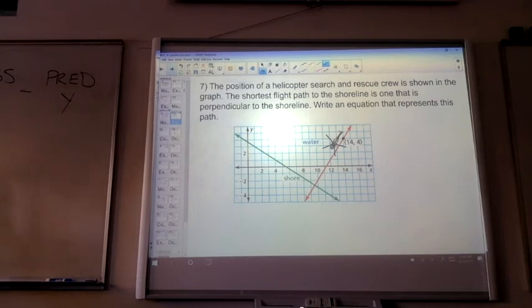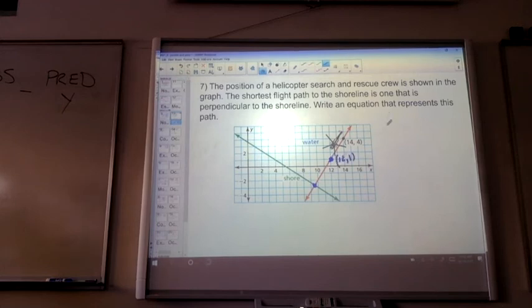The position of a helicopter search and rescue crew is shown in the graph. The shortest flight path to the shoreline is one that is perpendicular to the shoreline. Write an equation that represents this path. Okay, so we're trying to get to right here, right? Do I have two points? That looks like a point right there. What do you think? Yeah, I think that's the point 12 comma 1.